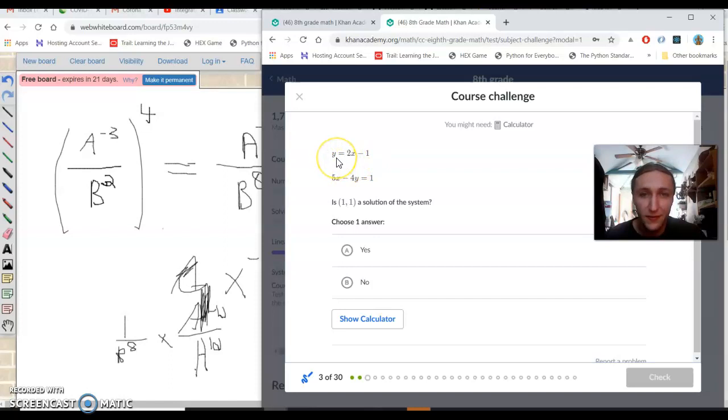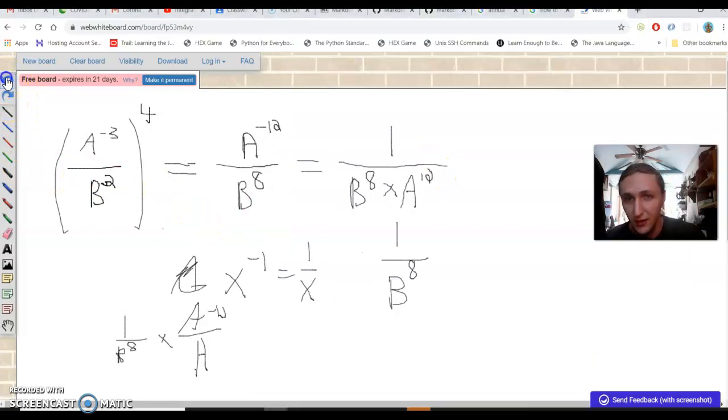Here we have y equals 2x minus 1. So what that tells me is y equals 2x. I'm going to clear my whiteboard here.